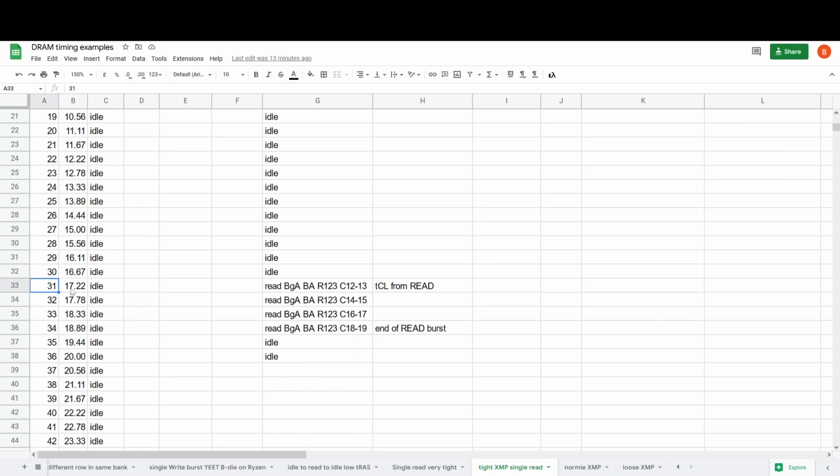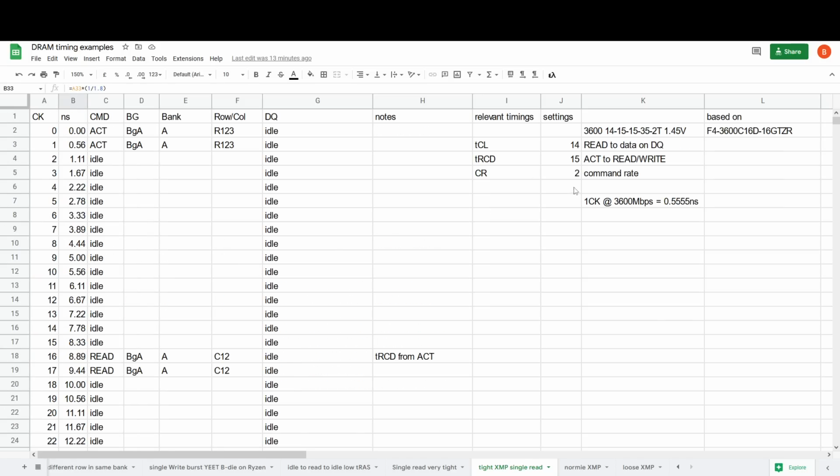So we've just added like 2.2 nanoseconds of latency to our memory by just increasing tRCD by 2 and command rate by 1. Because every single command is now taking an extra clock cycle to basically register at the memory chip.